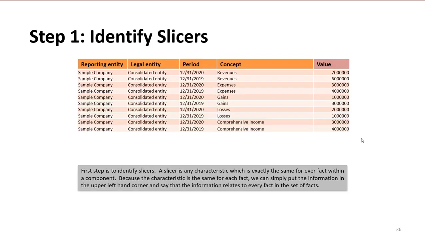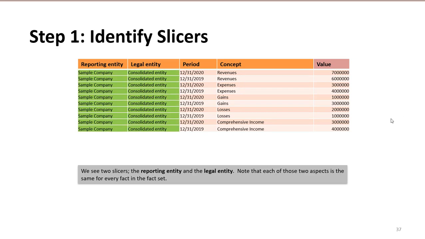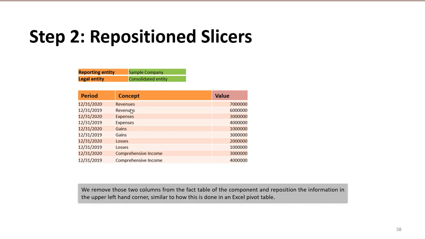Okay, so thinking pivot table, the first thing we want to do is identify the slicers. You notice that these two columns have the same values. That's what we mean by slicer. If it has the same value, then it doesn't do anything to have it down here with this other information. Let's move it up on top. So we identify that, we move it up on top, and we have different information.